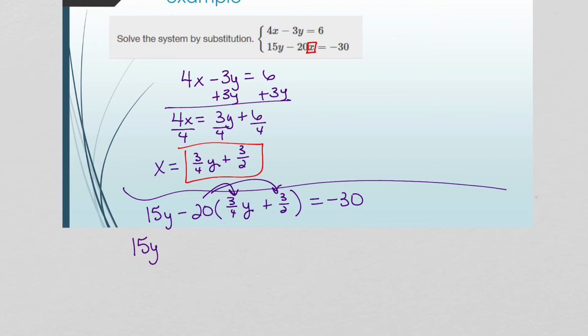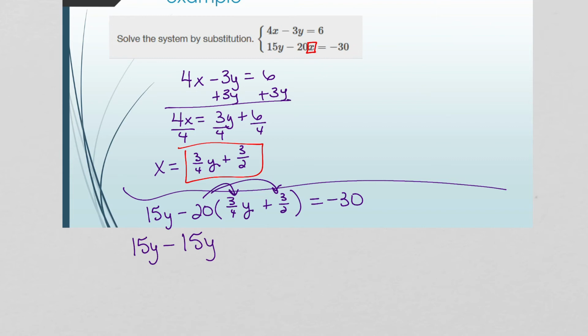So 4 goes into 20 how many times? And by the way, is this going to be a positive or a negative? It's going to be a negative, right? So negative times a positive is a negative. So I'm going to go ahead and write that so I don't forget it. 4 goes into 20 5 times. 5 times 3 is 15.